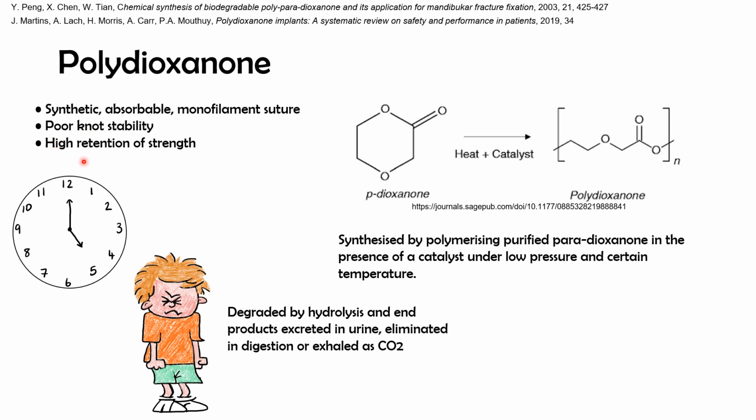This makes sure that it has a high retention of strength, which is helpful in knee replacement surgery. Polydioxanone is a dissolvable suture, so it is degraded by hydrolysis in the body, and the products are excreted in the urine, eliminated in digestion, or exhaled as CO2. The synthesis of polydioxanone is relatively easy as it is synthesized by polymerizing purified paradioxanone. However, it does require a low pressure, a certain temperature, and the presence of a catalyst. This is a ring opening polymerization forming a polyester.